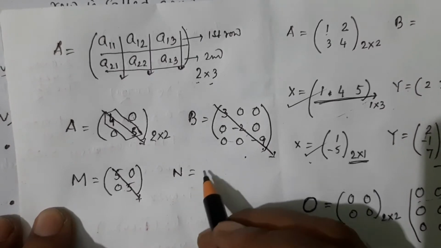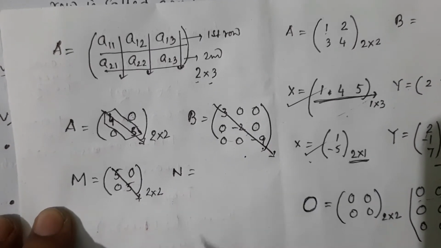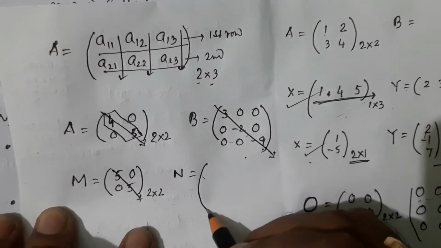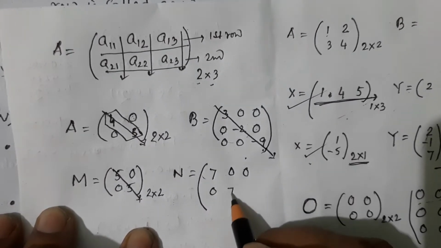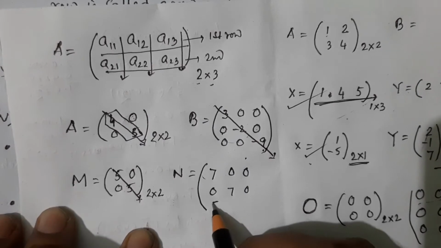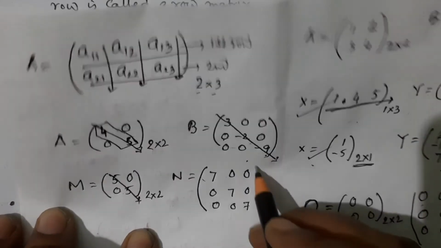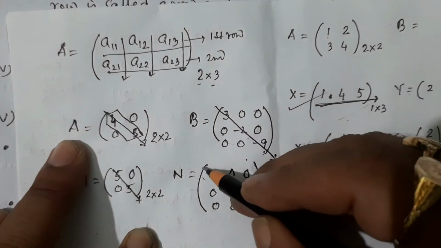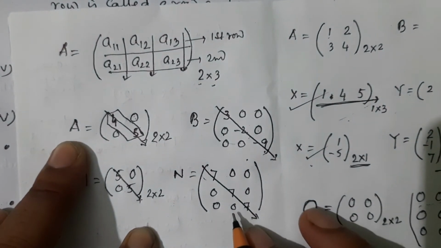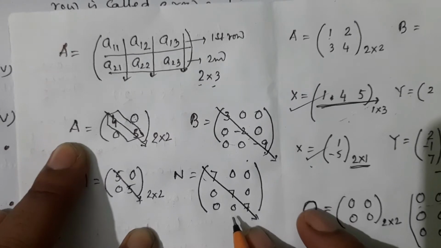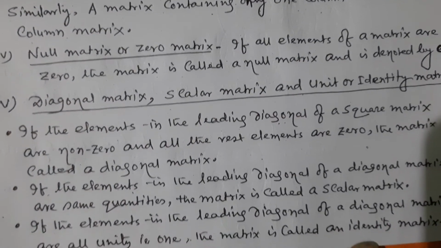N is another matrix. This is a 2 cross 2 square matrix. N equals 7, 0, 0, 7. And the leading diagonal elements are same. So this is a scalar matrix. Next, unit matrix, identity matrix.